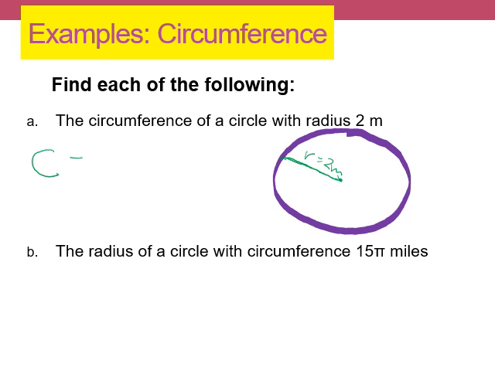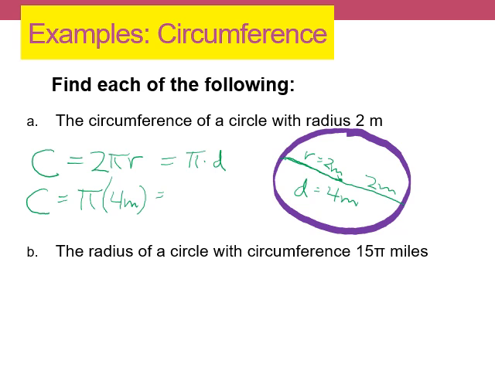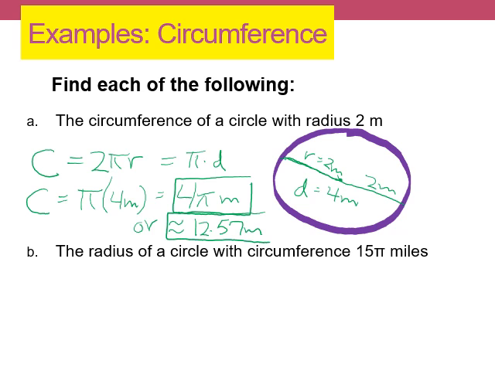So circumference is equal to 2 pi r, or it's equal to pi times the diameter. So our circumference, if our radius is 2, then our diameter is another 2 meters. So our diameter is 4 meters. So it's pi times 4 meters. So pi times 4 on our calculator. So we can either leave it as 4 pi meters. That's one answer. Or you can put it in our calculator and we would get 12.57 meters. Either one of those answers is good enough.